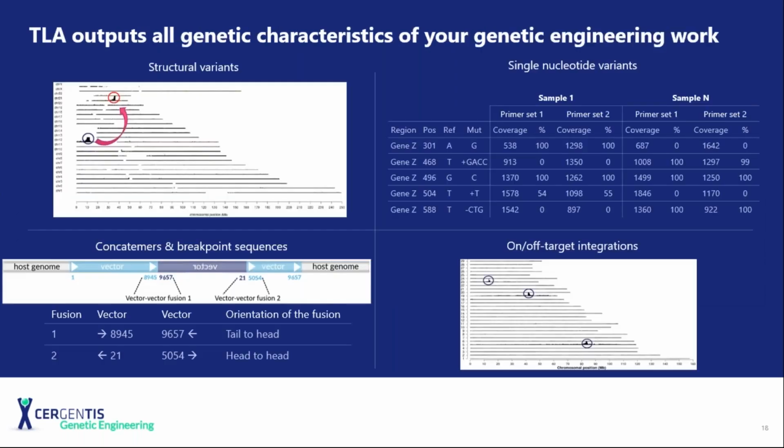So in summary, what I just showed you, TLA outputs all of the genetic characteristics of your genetic engineering work: structural variants, single nucleotide variants, but also larger variations such as concatemers and breakpoint sequences, as well as any off-target integrations that may have occurred.